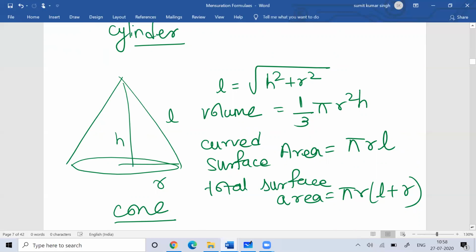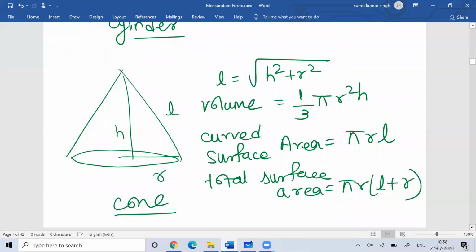The curved surface area is pi RL, where L is called slant height, and the formula of slant height you can prove through Pythagoras theorem, and then you can find the total surface area. That is nothing but curved surface area plus the area of the base, so that you can find.